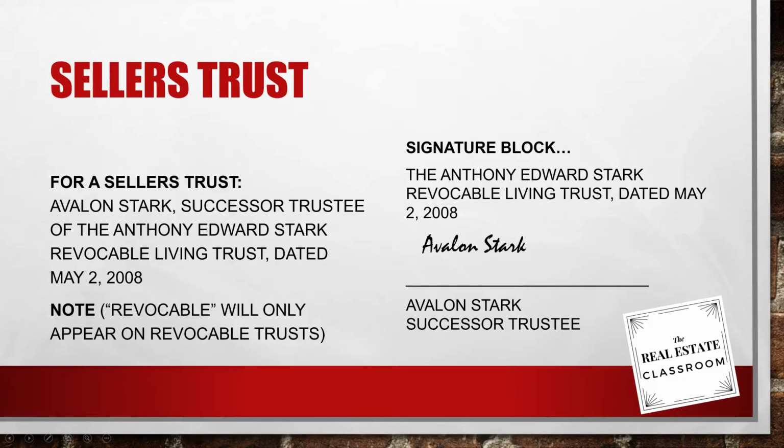All right, we're going to deal with trusts. There are 2 different types of signatures here. We have a seller's trust and a buyer's trust. So in this case here, Avalon Stark, this trust is selling some property, and here's how the signature block would look. The Anthony Edward Stark Revocable Living Trust dated May 2nd, 2008. I know it's long, but that would be required to be indicated on all contracts, disclosures, and deed sets. And then Avalon Stark would sign, and her title is successor trustee.